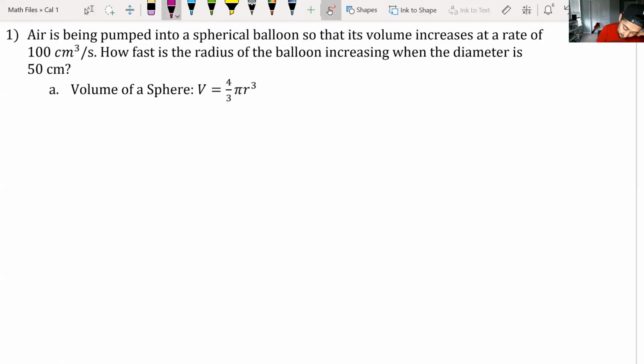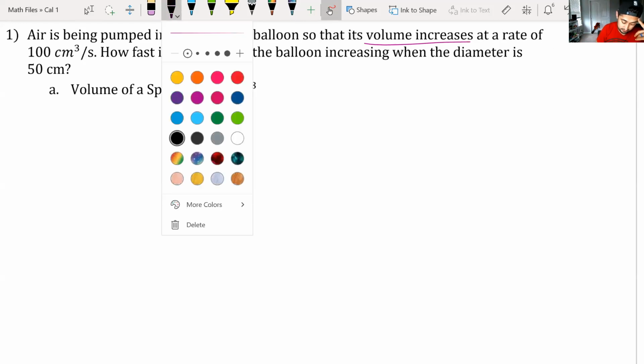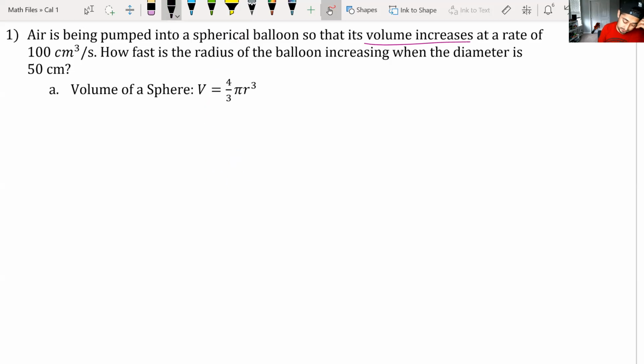increasing. So it says volume increases. Okay, and let's see. Well, it's giving us a volume that's increasing. So we want to know how fast is the radius increasing as the volume increases. Okay, so I'm going to label the things that we are given.